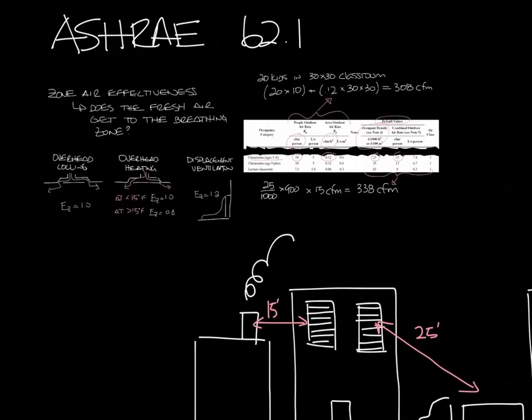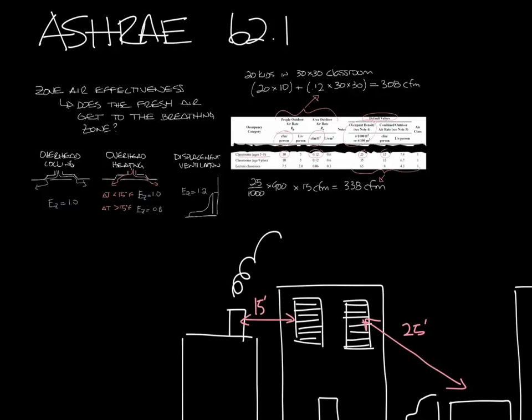Okay, let's bring all this back on the screen. So there's obviously a lot more detail in ASHRAE 62.1, but that's the basic calculation for finding out how much ventilation air you need to bring into a space.